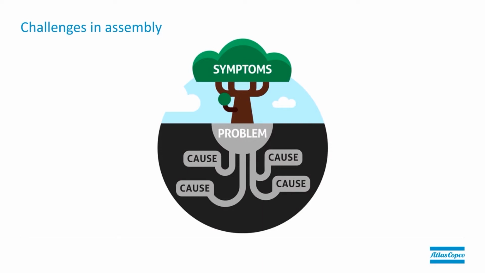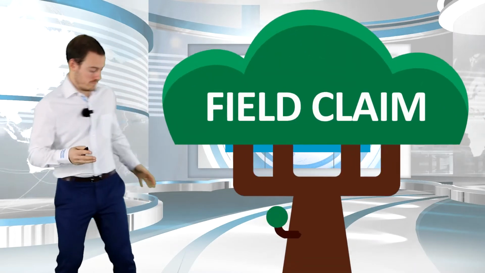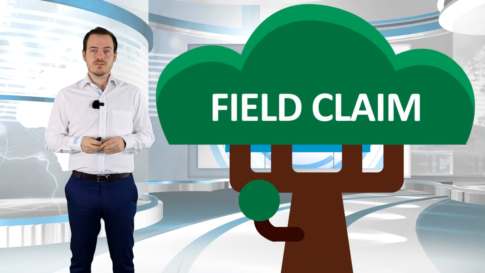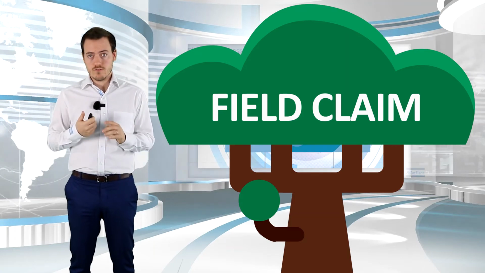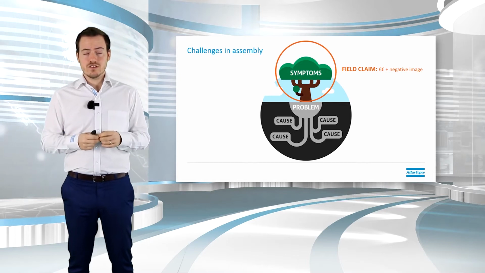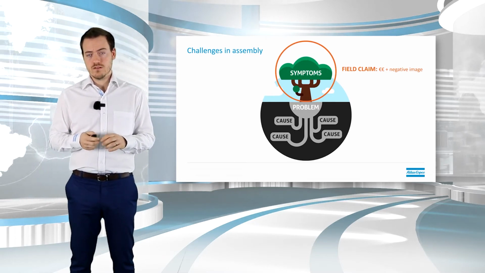We talk about the symptoms. Symptoms are caused by a problem, and of course that problem has multiple root causes. So let's take one example. Field claims. Whoa, that's a big one. Of course, because field claims cost a lot of money to the customers and create a huge negative impact in the image of the customers.